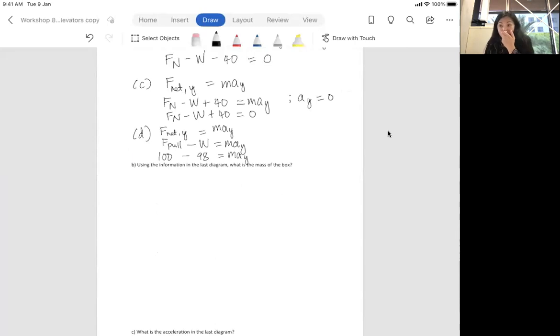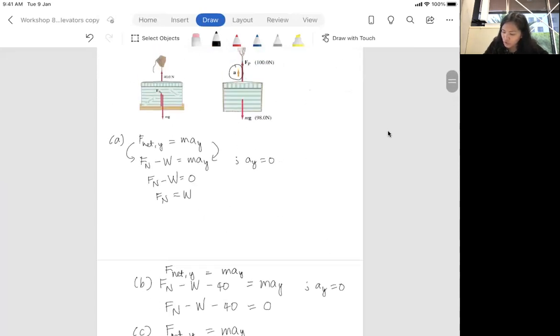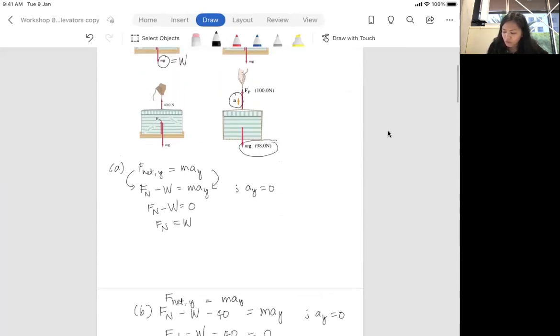All right, so any question about writing down Newton's second law of motion using the free body diagrams that are given? No. All right, so the next question, using the information in the last diagram, what is the mass of the box? So the last diagram shows you that the weight force is equal to 98 newtons, right? So the weight force, it's the downward force, that's 98 newtons.